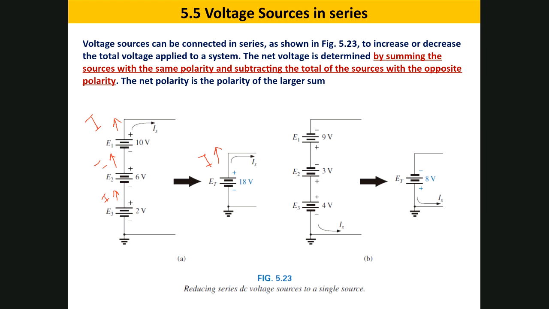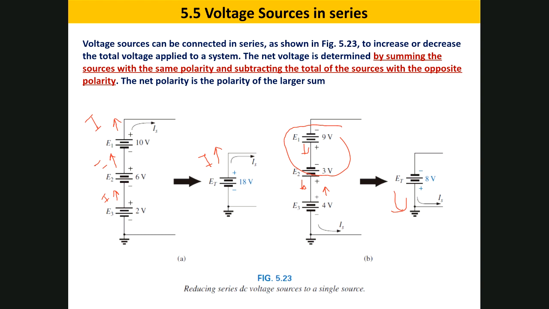In example B, same. I have here E1, this is the positive here, goes down, E2 goes down, while E3 goes up, because the polarity is opposing the other polarities. So I will add the same direction or polarity, 9 plus 3, 12, and I will subtract it from 4, which is 8. In which direction? It goes in the larger direction, which is this direction here.